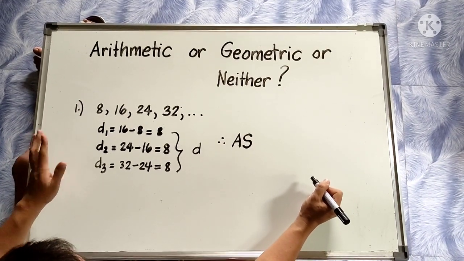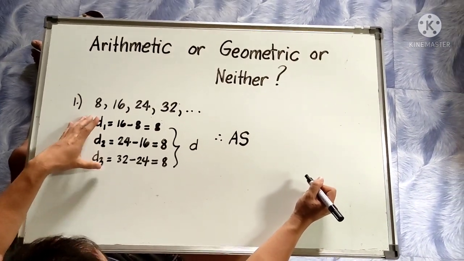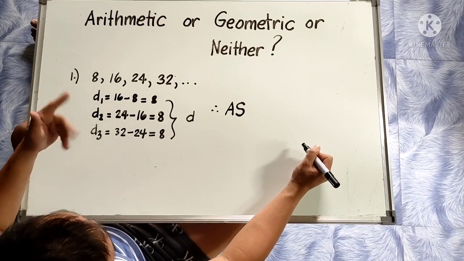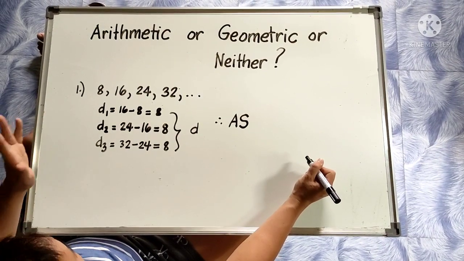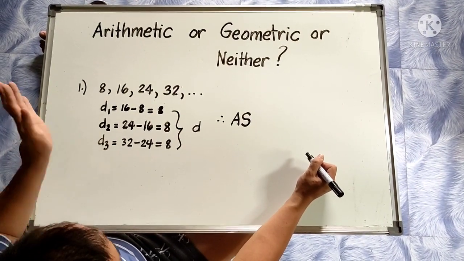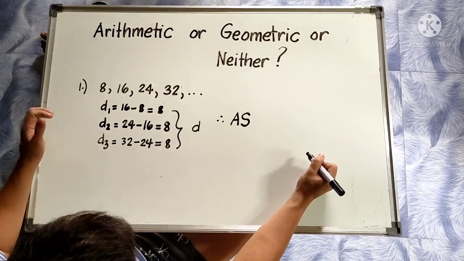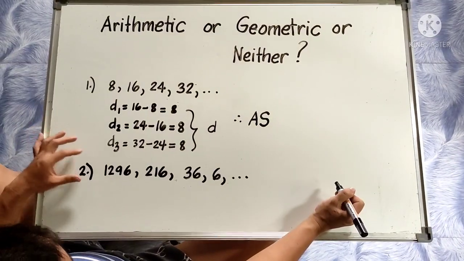If in case there is no common difference, you proceed to getting the ratios. And if there is a common ratio, that is geometric. And if there is no common difference and no common ratio, that's the time that you can say neither. Okay? Let's have example number 2.